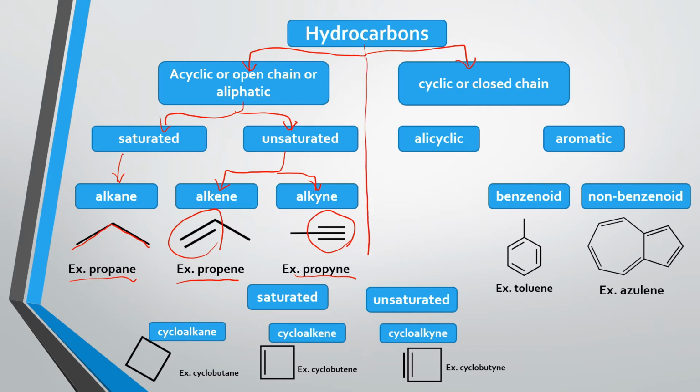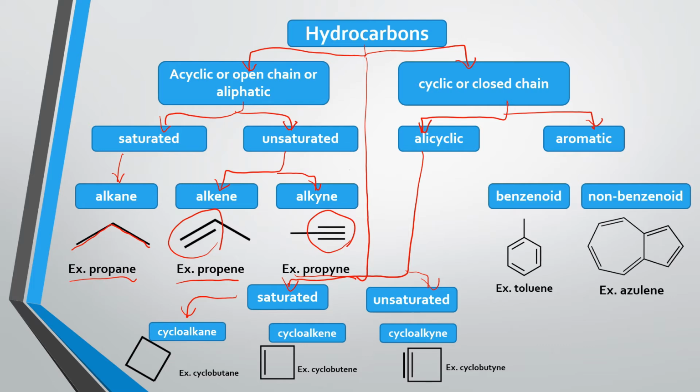Tumungo naman tayo dito sa cyclic or closed chain. Meron tayong alicyclic or aromatic. Sa alicyclic, meron tayo ring tinatawag na saturated alicyclic at unsaturated alicyclic. Sa saturated, meron tayong isa, cycloalkane. Sir, anong pinagkaiba ng cycloalkane sa alkane? Kasi nabanggit mo kanina may alkane din sa open chain. Yung cycloalkane is a closed chain version ng alkane.